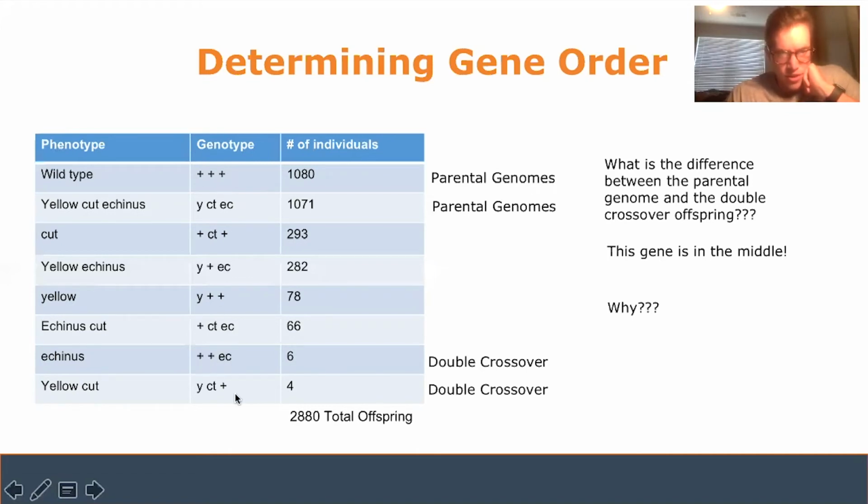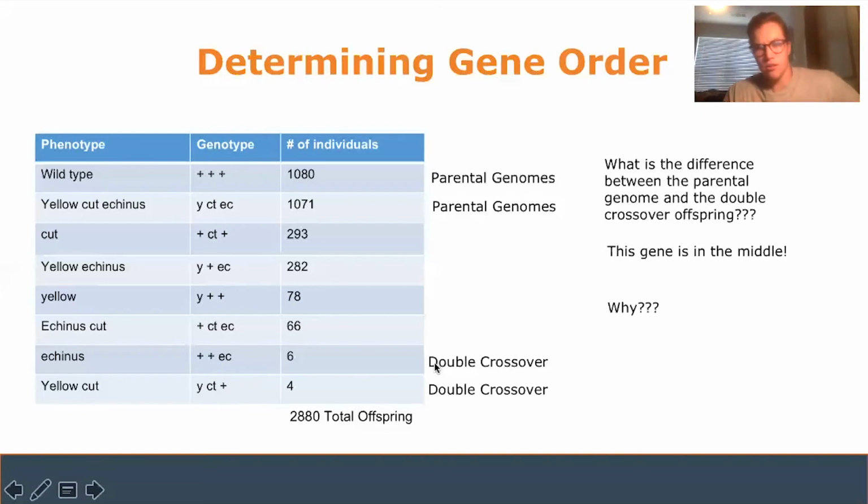So between this one and this one, echinus eyes is the one that changed. That's the allele that changed. And then let's look at the other one. We have yellow body, cut wings, echinus eyes, yellow body, cut wings, wild type. So again, where the echinus eyes should be, there's now a wild type allele. So that's where it changed.